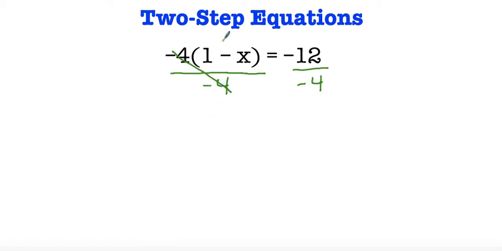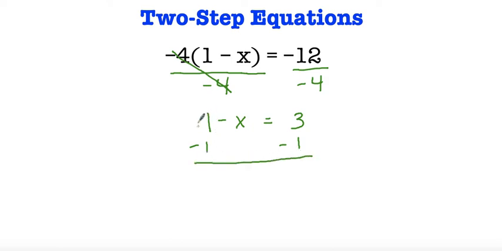So on the left side, we're only left with 1 minus x is equal to, here we have negative 12 divided by negative 4. A negative divided by a negative is a positive, and 12 divided by 4 is 3. And so now I have 1 minus x is equal to 3. So in order to get x by itself, we have to get rid of the 1. So we're going to subtract 1 on both sides.